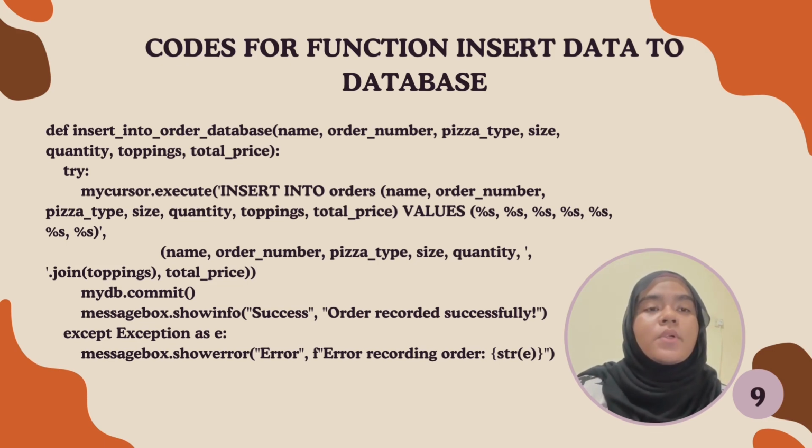Okay, message box show info. If the try block is successful, it will display information in the message box like message box.showinfo success, order recorded successfully. Okay, the except is for exceptions that occur during the try block. So if there is an error when we put the input, it will show error recording order.